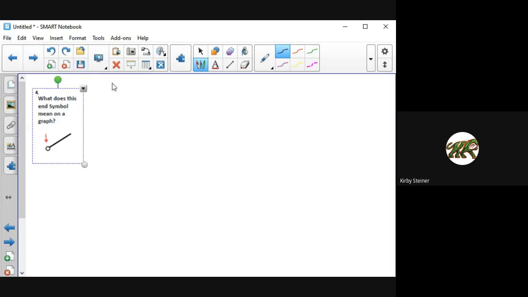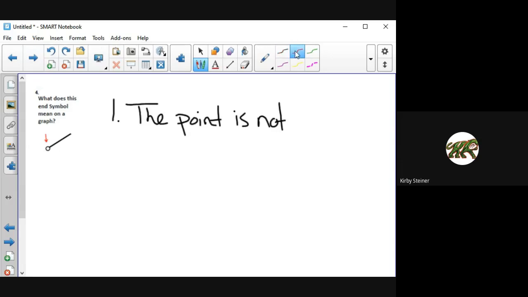Now, what if that endpoint is open, right? So the fact that it's an endpoint, we know that the domain is not going to be all real numbers, right? But now that we see it's open, what else can we tell? All right, so we can tell one, the point is not included. All right, so essentially what we're going to say is that this function comes really close to that number, but it doesn't actually come to that number.